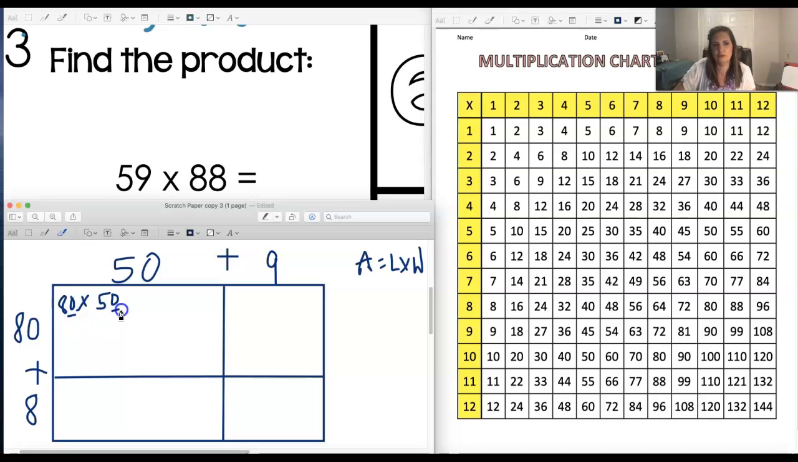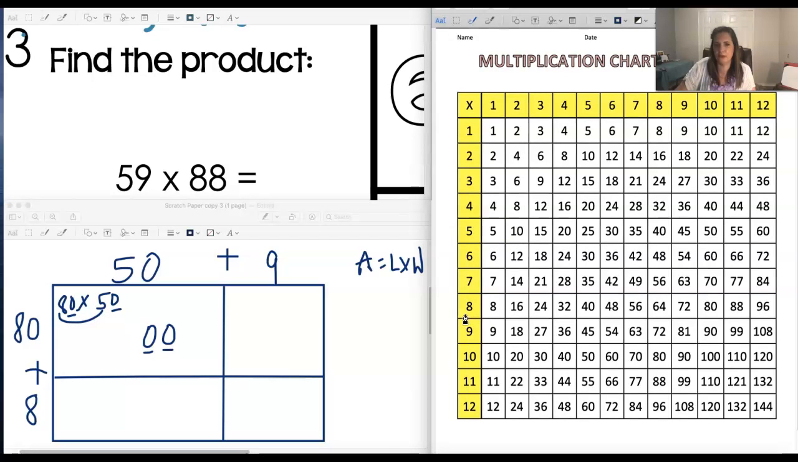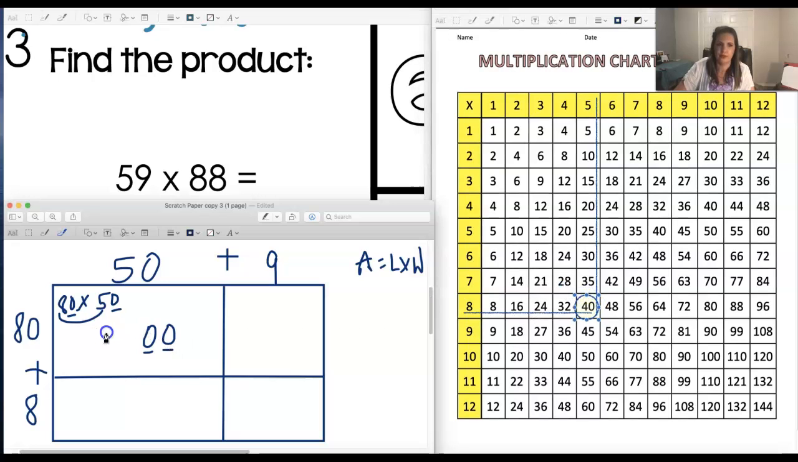Since I'm multiplying multiples of 10, I can count the zeros at the end of those numbers and I can put them in my answer. Then I can look at the number 8 and 5, and that's a basic fact. I'll go to my multiplication chart, follow my 8 over, follow my 5 down, and where they meet in the middle, 40, that's my answer. 8 times 5 equals 40. This box, though, says 80 times 50, which is 4,000.